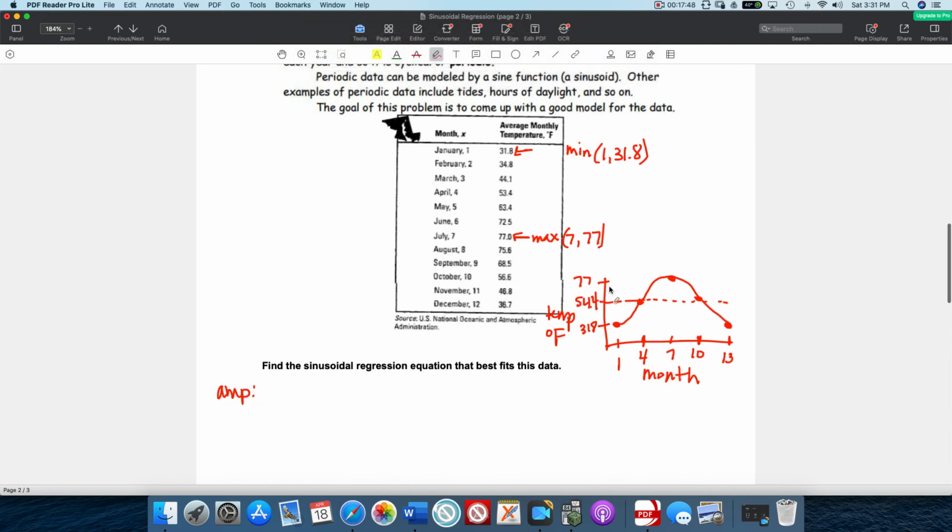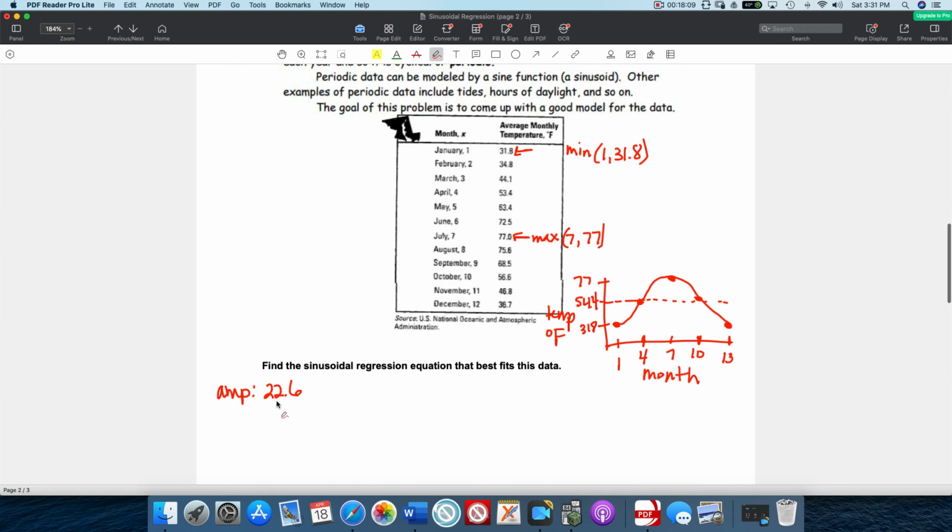Okay, well, your amplitude is the distance from 77 to 54.4, or 54.4 to 31.8. So all you need to do is subtract those, and you get 22.6. Okay, now let's talk about that before we move on. The amplitude is how much it goes up and down from the average, from the middle of the graph.